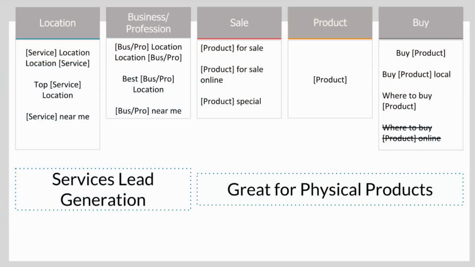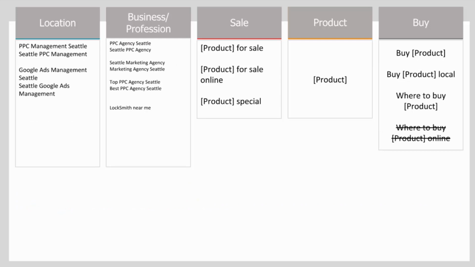So let's go through an example of what this could look like for a PPC management agency. If we're doing location-based and we're targeting the service that we're offering, we could say PPC Management Seattle, Google Ads Management Seattle, Seattle Google Ads Management. You kind of get the idea. And of course, we could say PPC agency or marketing agency.